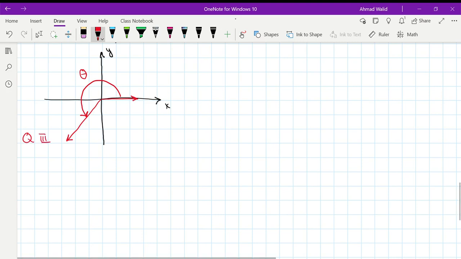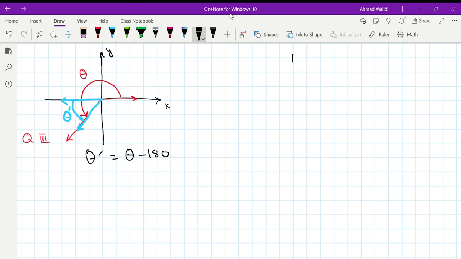What is the relation? How to find the theta prime? Your theta prime equals theta minus 180. Why? Because you see, this is your angle. This is your theta prime actually. If you subtract 180 from theta, the rest will be your theta prime, which is here. Correct?